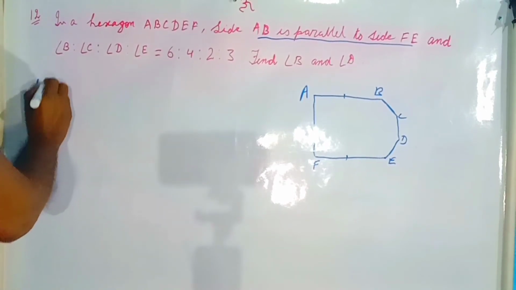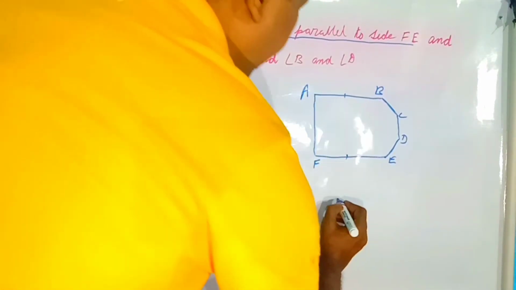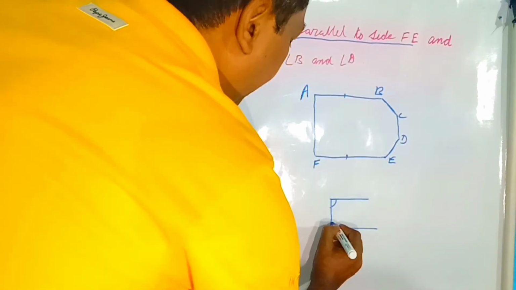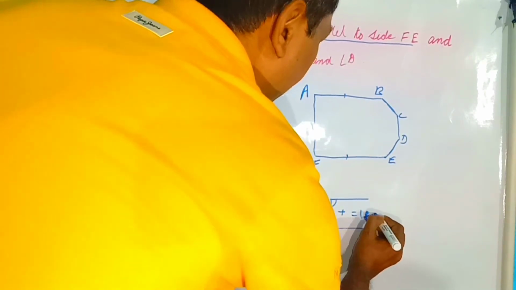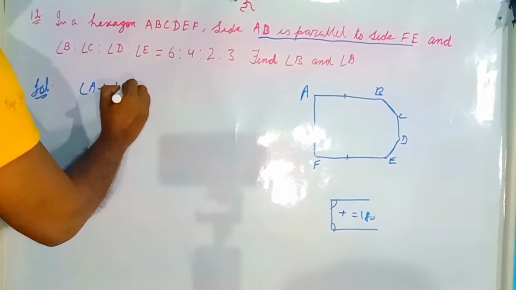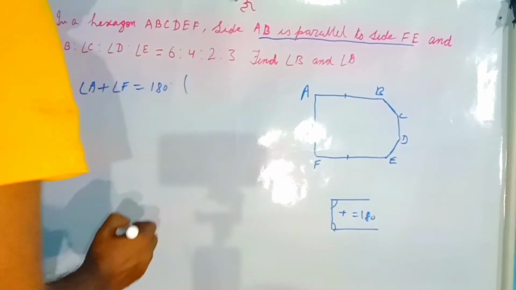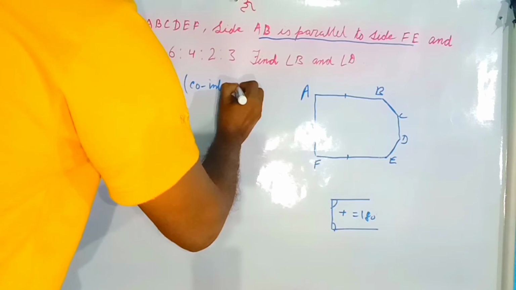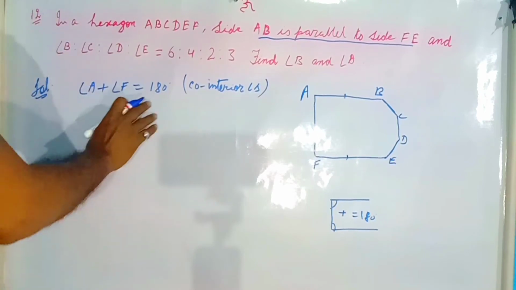Now the solution is: I have already told you that AB and FE are parallel, and this one is a transversal. So this one will be a co-interior angle, and the sum of co-interior angles equals 180 degrees. So angle A plus angle F equals 180 degrees. We can write in the result that co-interior angles equal 180 degrees.